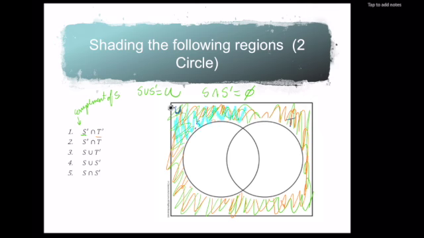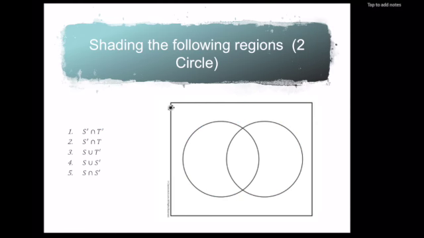So all of this right here that I have highlighted in turquoise, that is S prime intersect T prime. So the complement of S intersected with the complement of T. All right, I've completed that example. So I'm going to clear my markings and let's start over again.